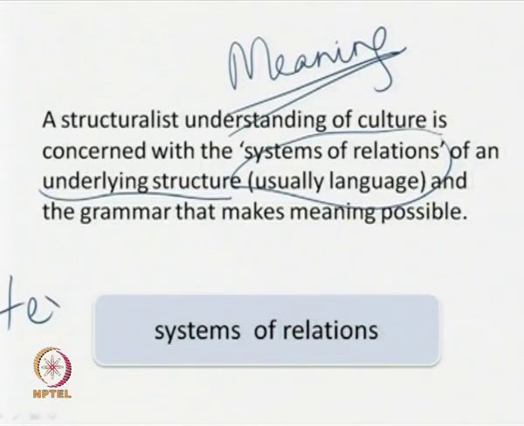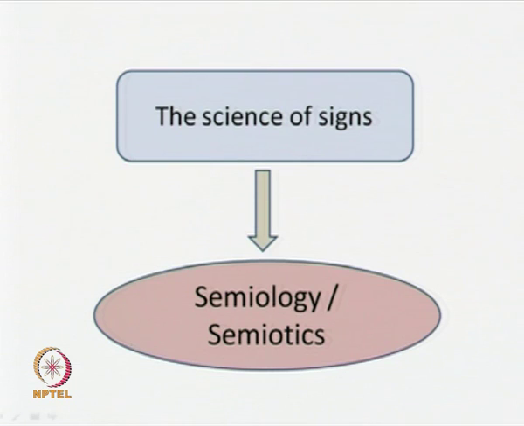The literary text, a poem for instance, is now going to be looked at not in terms of what the individual words mean, or only the resonances of the individual word per se, but in terms of a structure. And this structure, or underlying grammar of a text, is what makes meaning possible. So, we are going to look at the text as a system. A literary text is seen in structuralism as a system of relations.